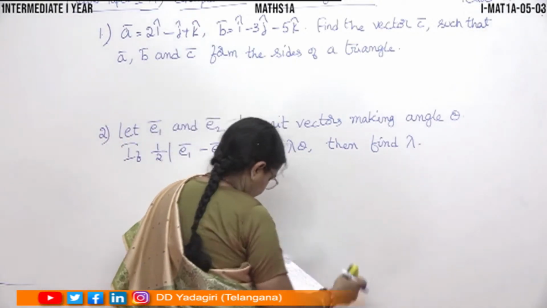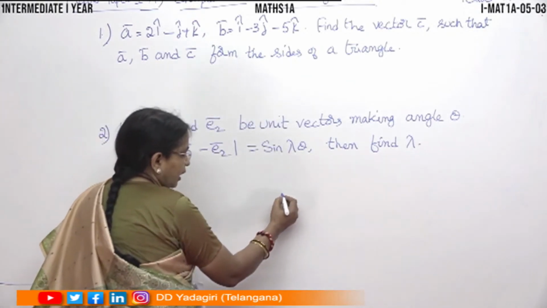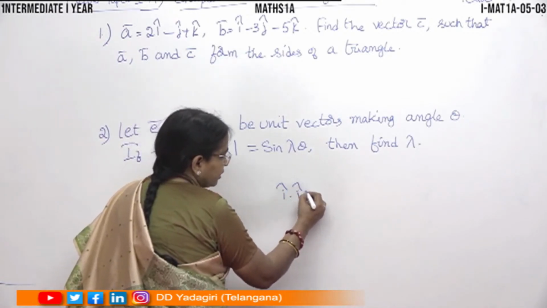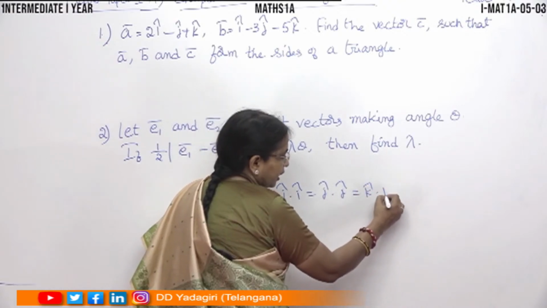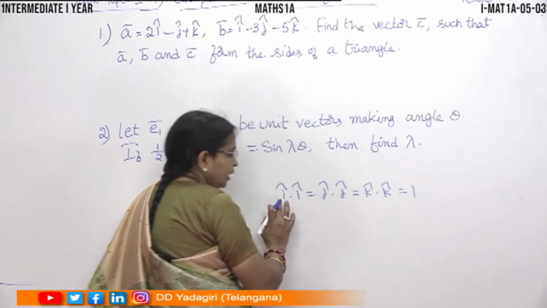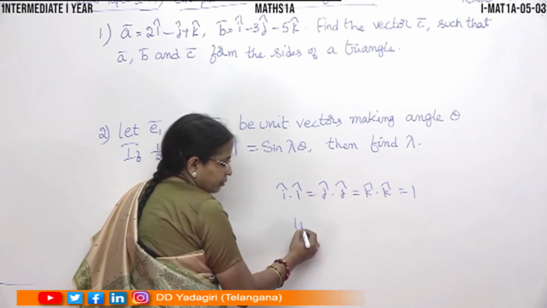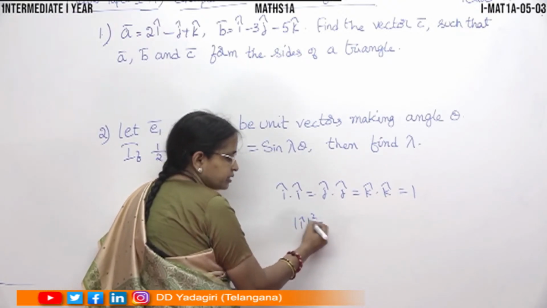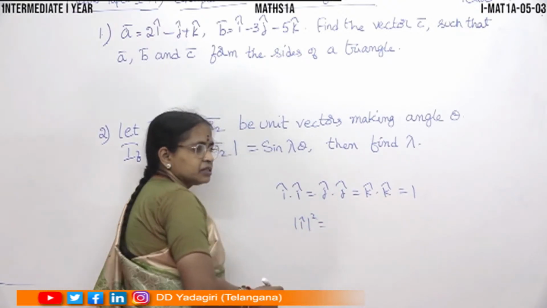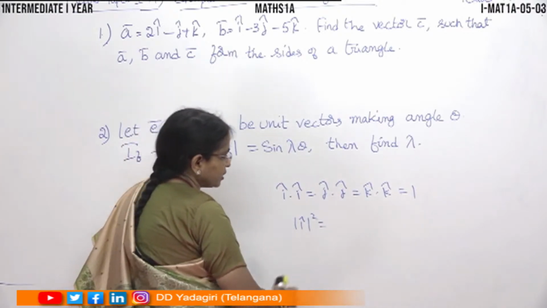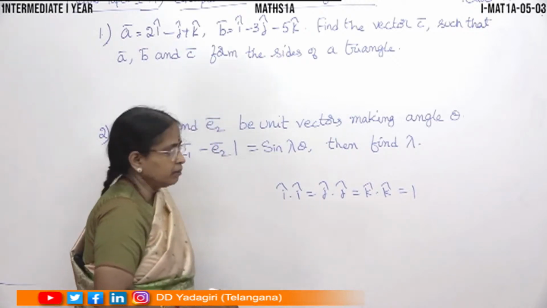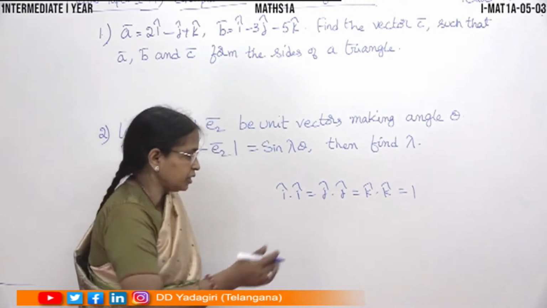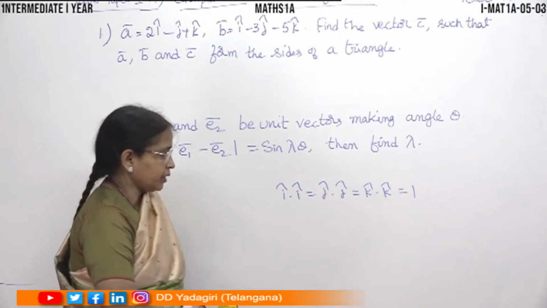Okay, next is I dot I is equal to J dot J is equal to K dot K is equal to 1, because I dot I is mod I square, and mod I is 1. So it is 1 square, that is 1, like that. And then I dot J is 0, I dot K is 0, and then J dot K is 0. You have learned all these properties.